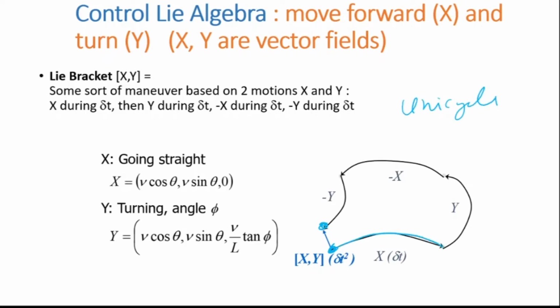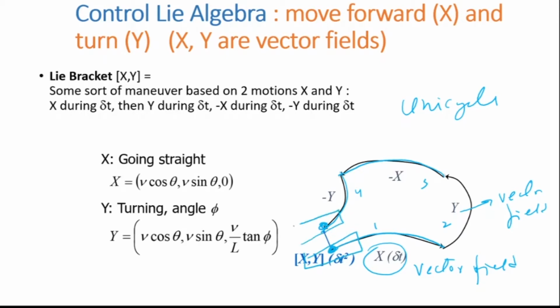we were going straight, which can be taken as a vector field. Okay, vector field x. Then I'm going to turn. This is another vector field. Then I'm going to go back, which is minus x. That is another vector field, and then I'm going to go by minus y. So by making these 4 maneuvers, 1, 2, 3, and 4, I was able to go from here, if this is my unicycle, to there, which is effectively going sideways.